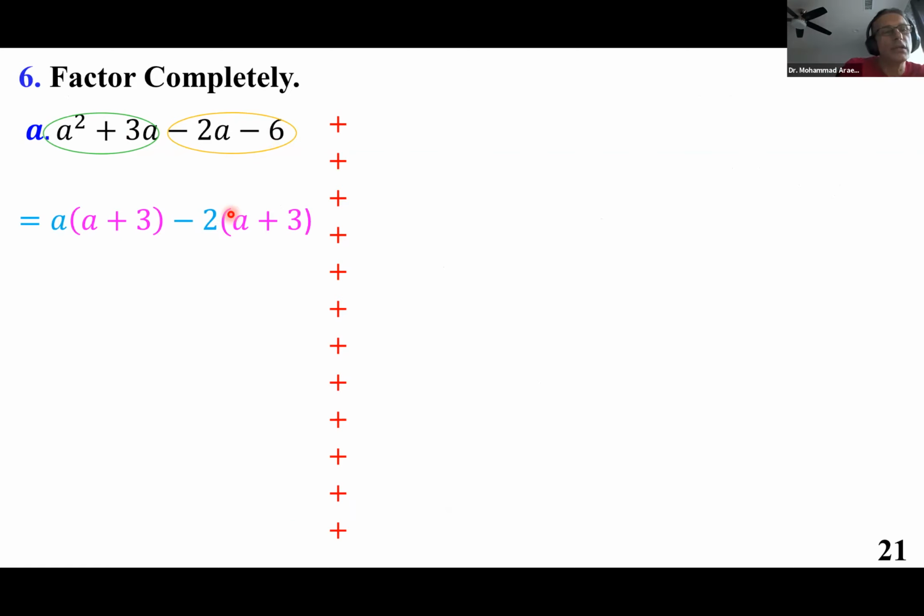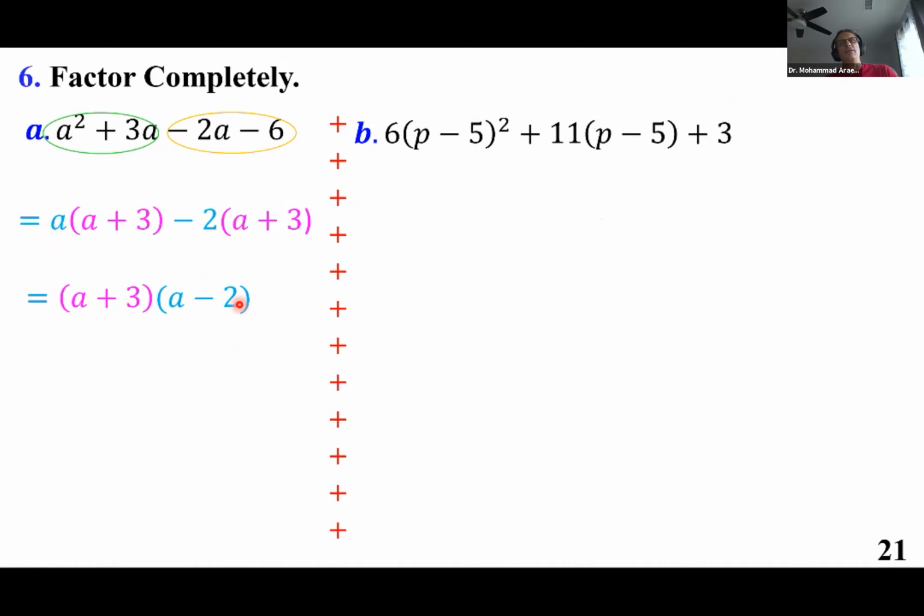We are hoping to get the same parentheses. They must be identical, otherwise it can't be done this way. We have to take it another route. This is perfect. A plus 3 is in common. You write that, and what is left from the first part, a, what is left from the second part, negative 2. So take a look. A plus 3, then a from the first part, negative 3 from the last. We are done.